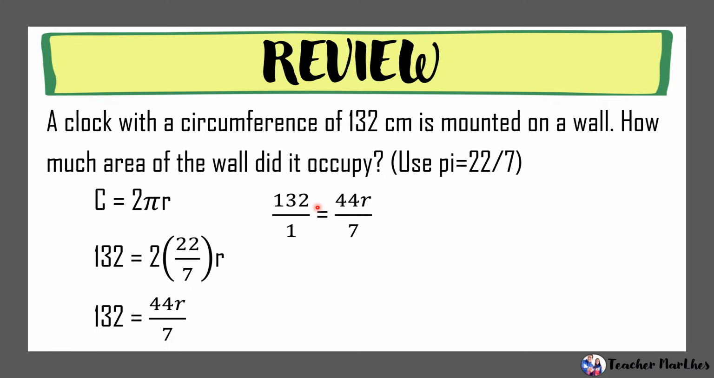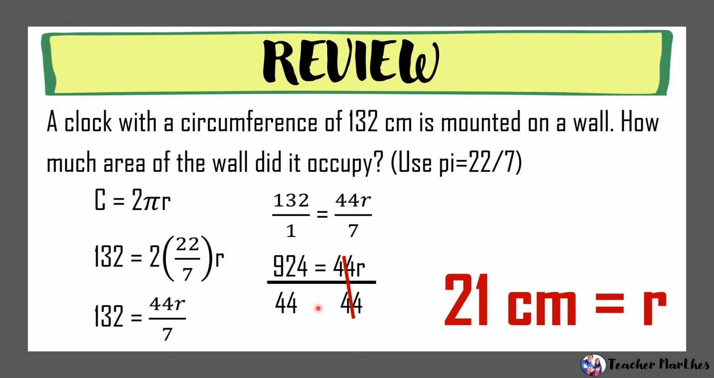Then 132 times 7 is equal to 924. Then 1 times 44r is equal to 44r. Then divide both sides by 44 and cancel 44. Since 44 divided by 44 is equal to 1, then 924 divided by 44 is equal to 21. So the value of radius is 21 centimeter.